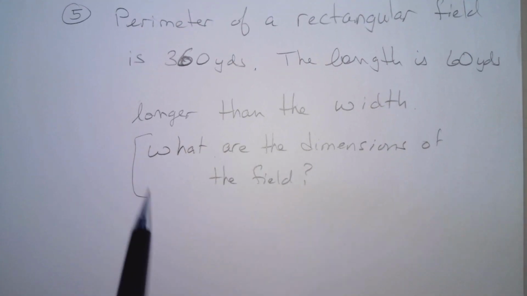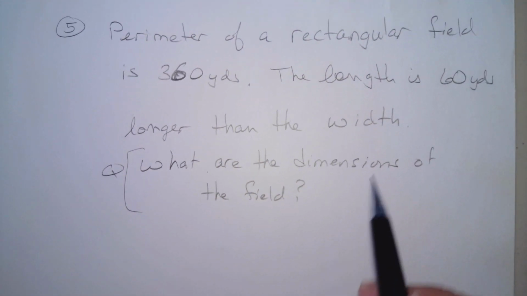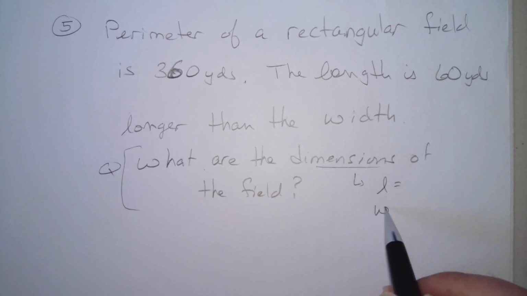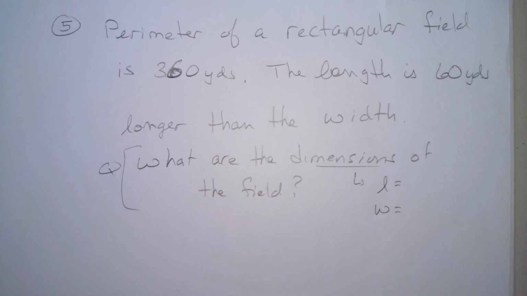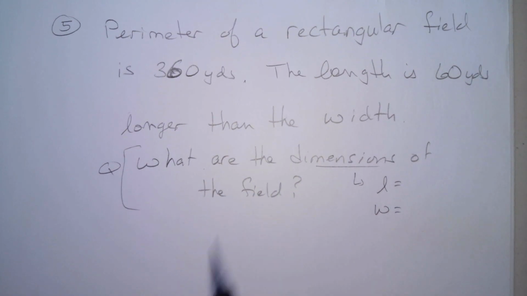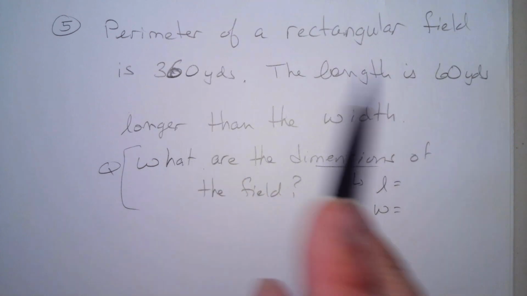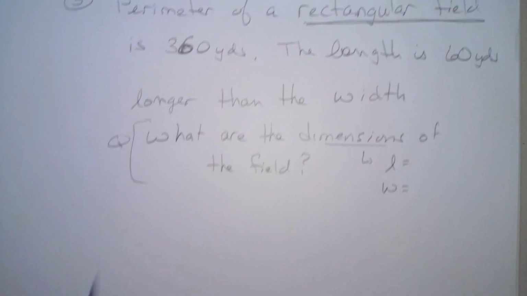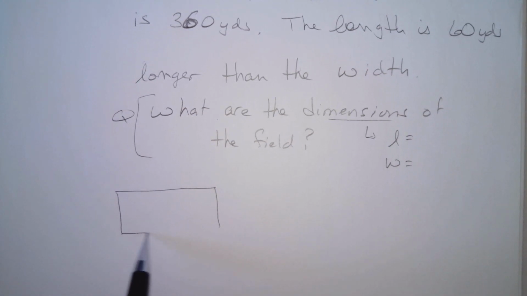Again, this is our question. We're looking for the dimensions, which means we have to know what the length equals and what the width equals. So let's begin. Let's draw a picture. Anywhere in this paragraph, tell us what we're dealing with: the perimeter of a rectangular field. That helps us a lot because it'll help us find a formula.